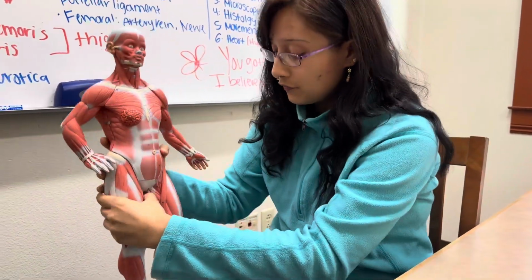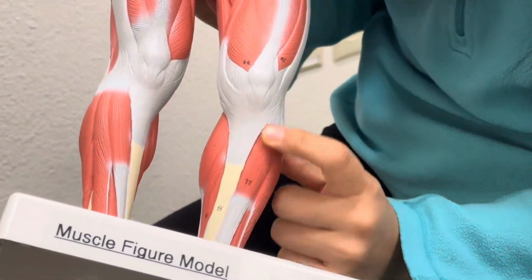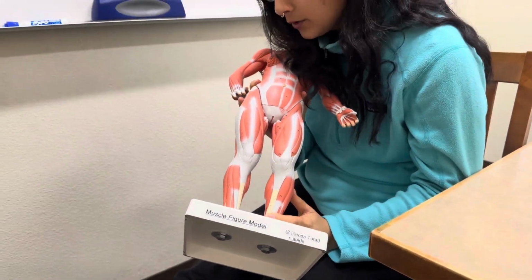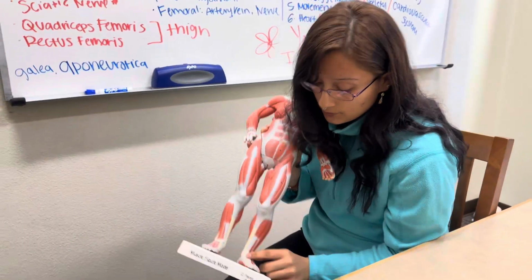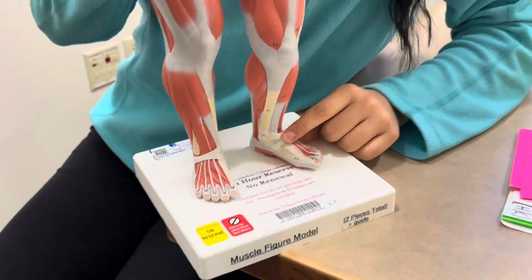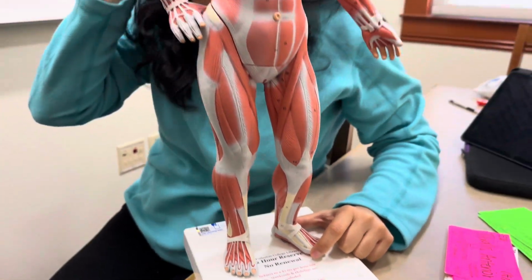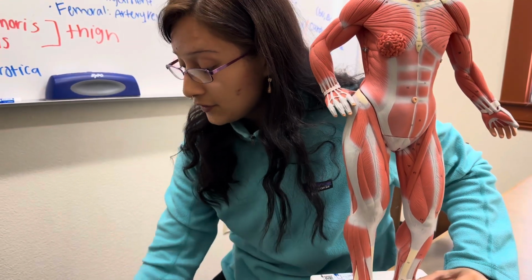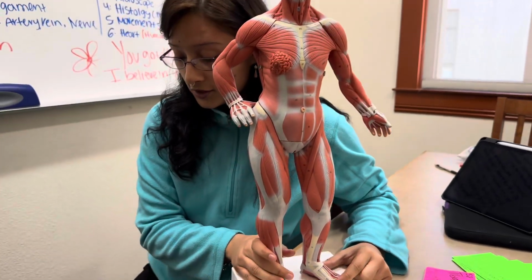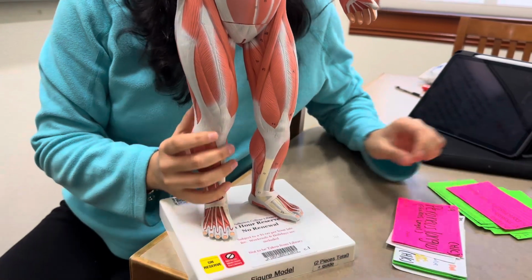Now moving on to the front of the leg. This muscle right here is called the tibialis anterior. The tibialis anterior originates from the tibia, and it goes all the way down to the metatarsal one. Let me show you better. It goes all the way down to the metatarsal one, and it allows you to do dorsiflexion and also ankle inversion.